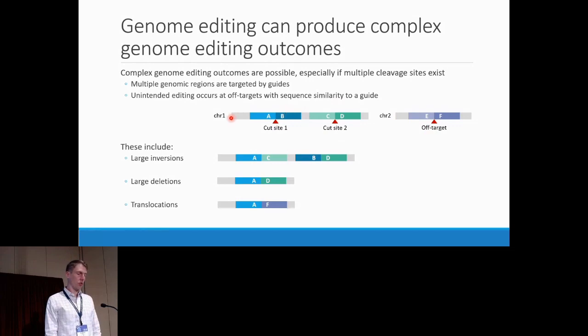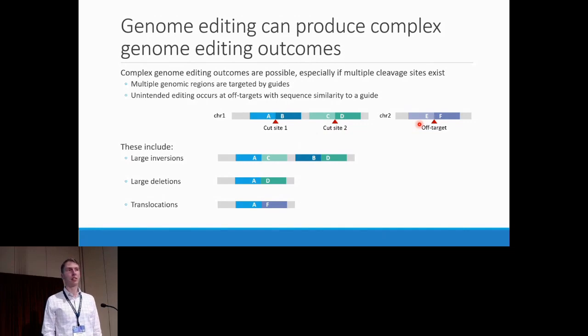For example, these could include large inversions. So in this case, the genomic sequence of A, B, C, and D is disrupted by a rejoining of the inversion of the intermediate sequence. So now we have A, C, B, D. Another possible genomic outcome is a large deletion, which is where this intervening sequence is completely deleted, or a translocation could happen between a target site on one chromosome and a target site on another chromosome.